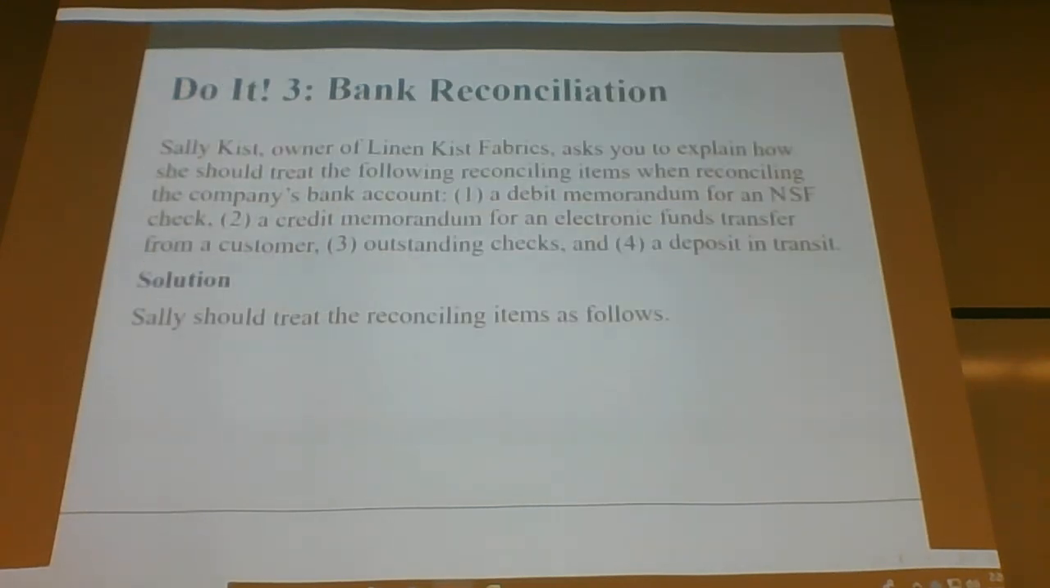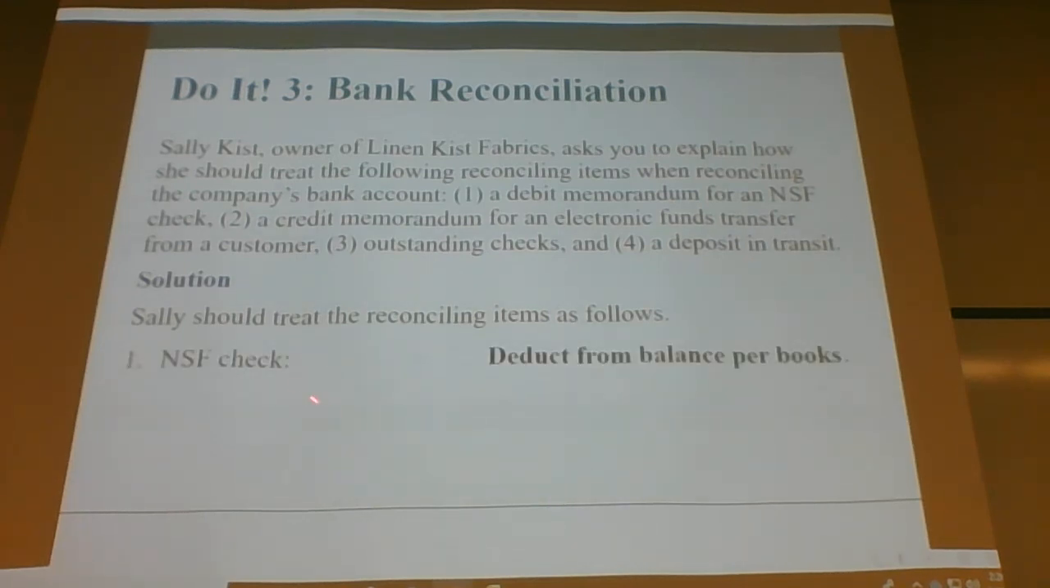Okay, all right, got some more stuff here. It says, Sally Kist is the owner of Linen Kiss Fabrics and asks you to explain how she should treat each of the following reconciling items. Number one, a debit memo for an insufficient funds check. Number two, a credit memo for an electronic funds transfer from a customer. Remember, credit memo means that the account is going up when we're talking about banking. Three, outstanding checks, and four, deposits in transit.